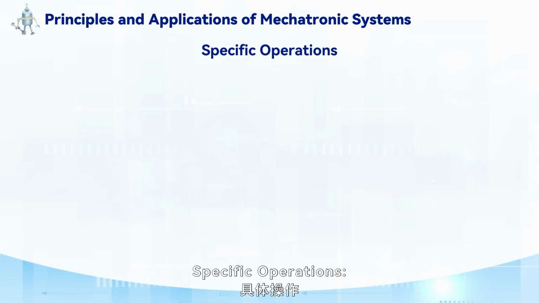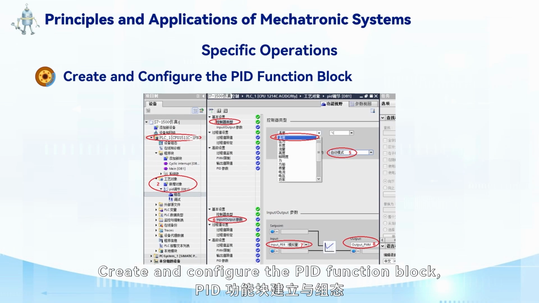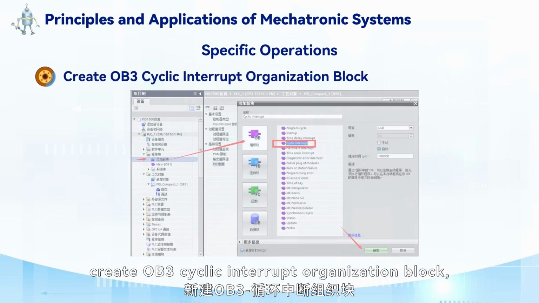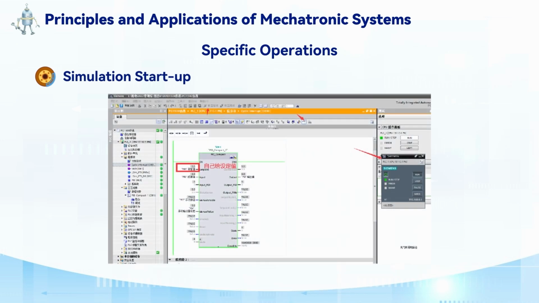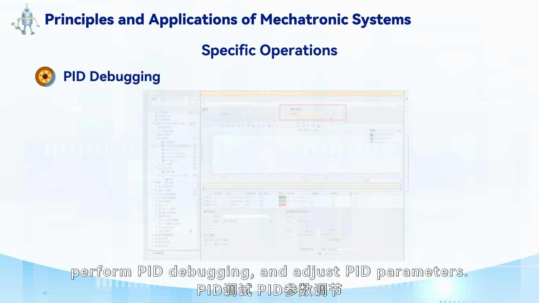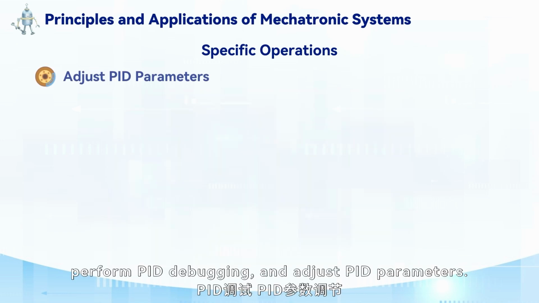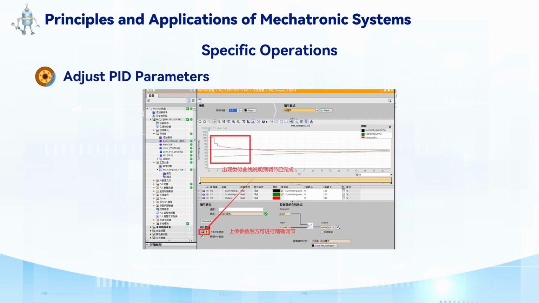Specific operations. Create and configure the PID function block. Create OB3 cyclic interrupt organization block. Add simulation object modules. Start simulation. Perform PID debugging and adjust PID parameters.